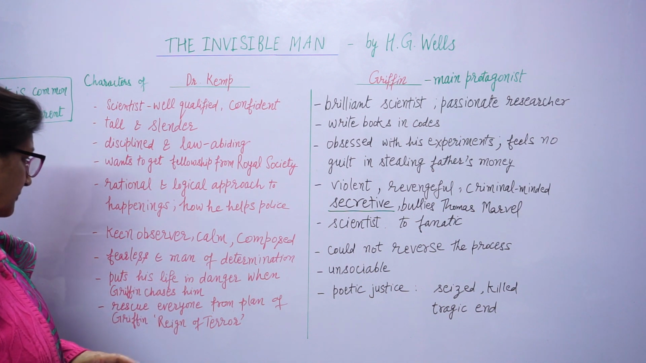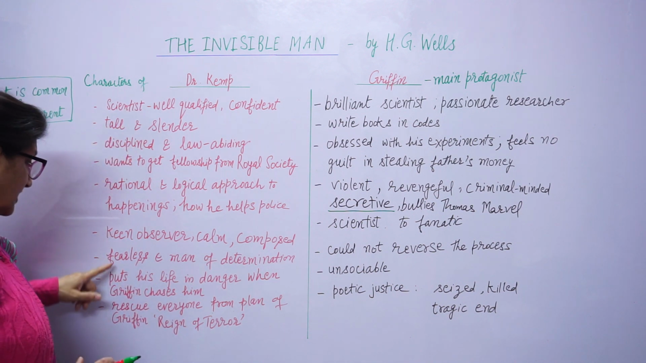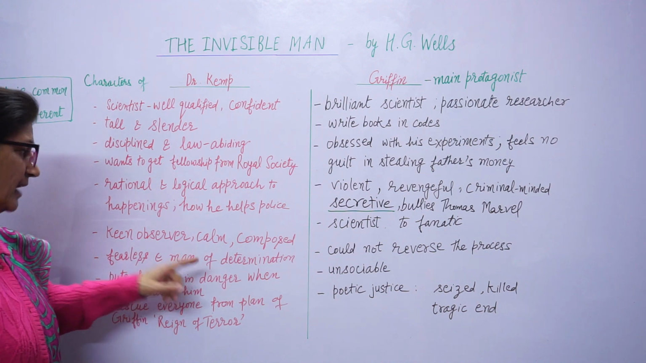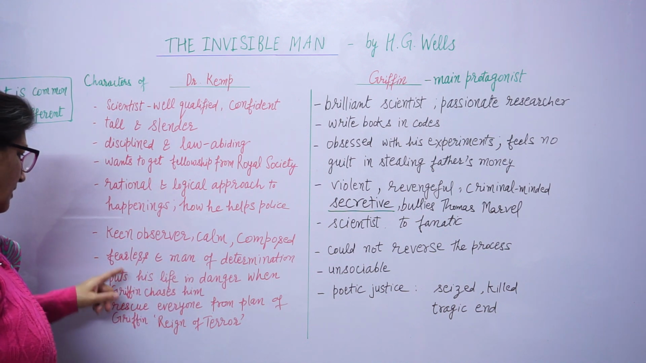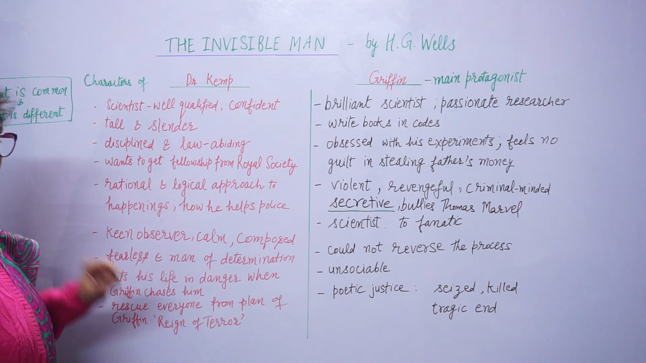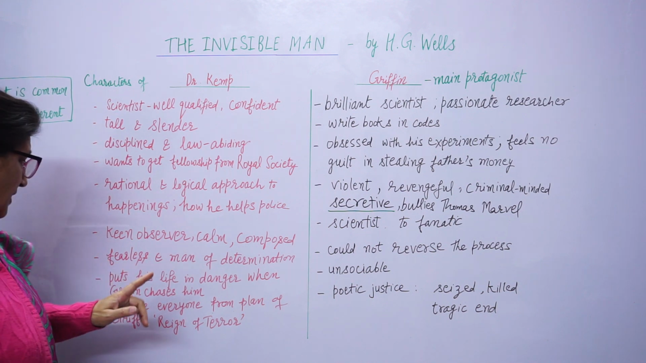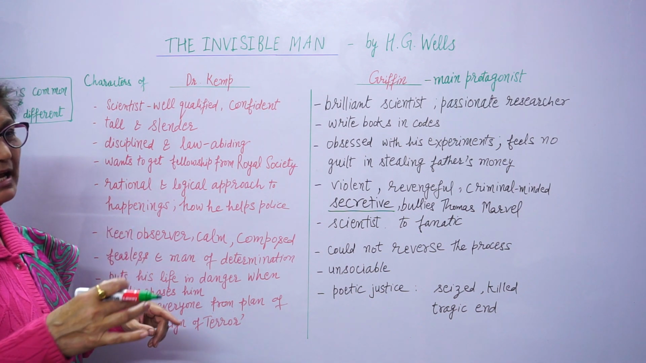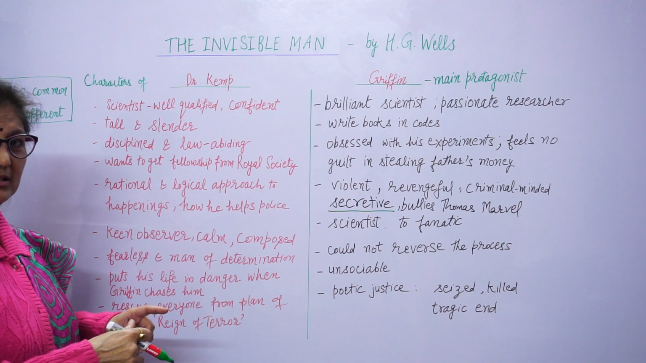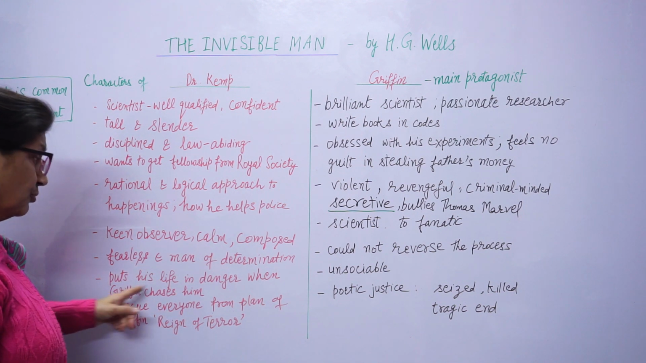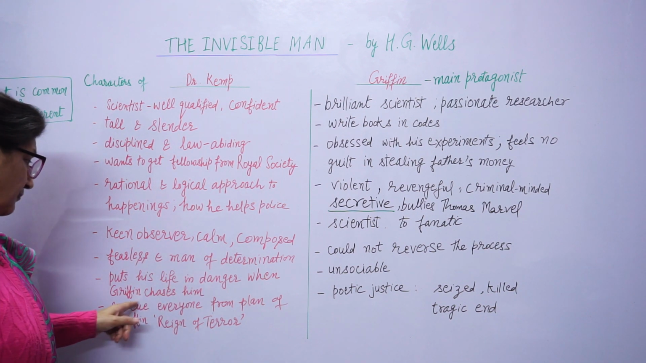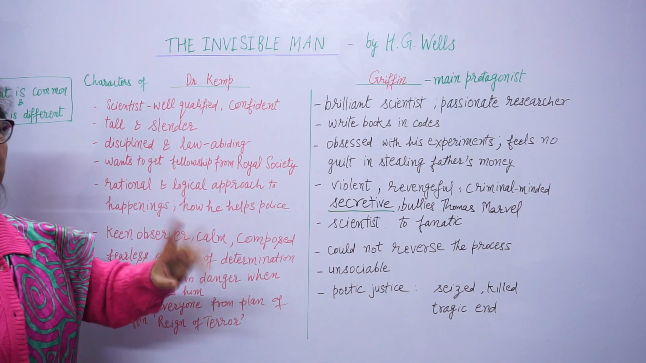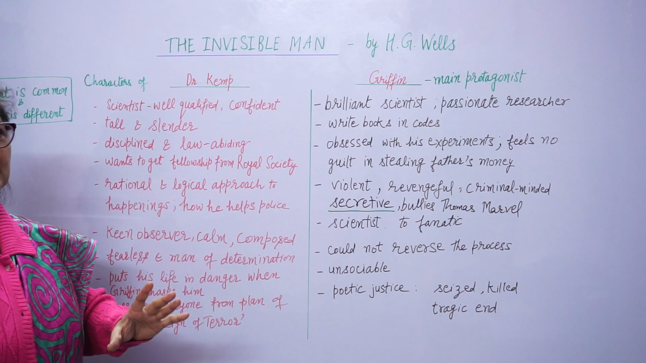काम एंड कंपोज. Along with this, Dr. Kemp is a fearless person also, and man of determination. Fearless is one best example. When he advises the police that he would run and Griffin will certainly chase him. So he puts his life in danger when Griffin chases him. जब वो उसका पीछा करता, वो कुछ भी उसके साथ कर सकता था.